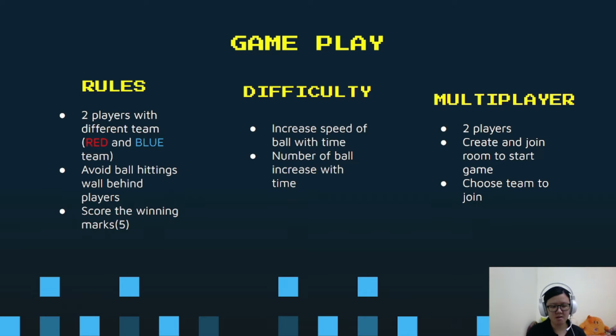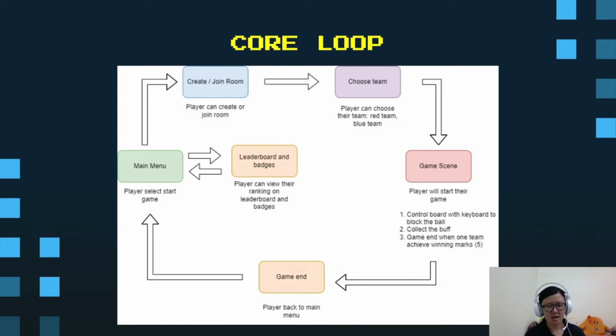The rules of the game: there are two players on different teams, the red team and the blue team. They need to prevent the ball from hitting the area behind them, and they need to score the winning marks, which is 5 marks. The difficulty increases with the speed of the ball and the number of balls over time. For multiplayer, two players can join the game at once, create or join a room to start the game, and then choose a team to join, red or blue. This is the core rule of the game.